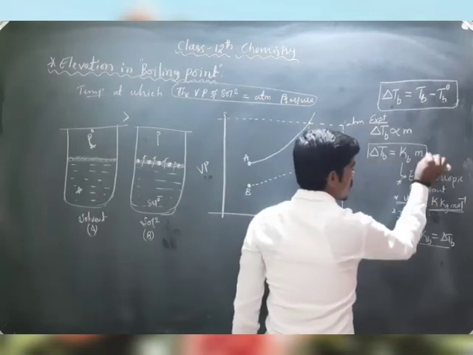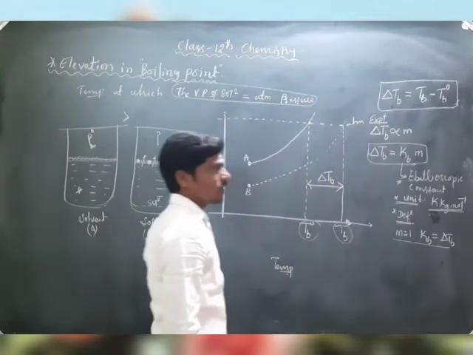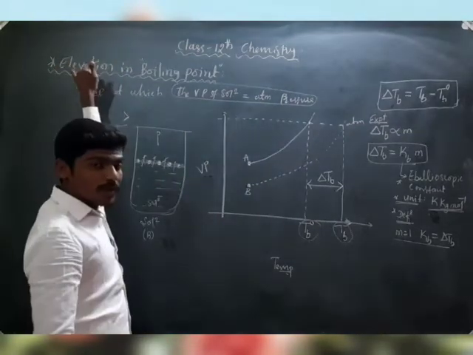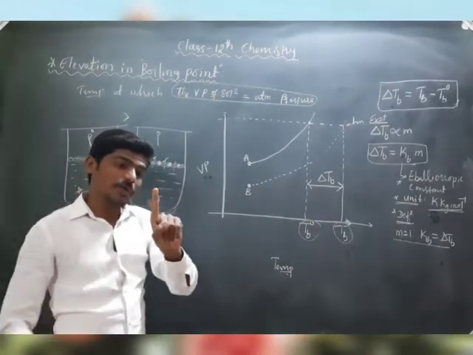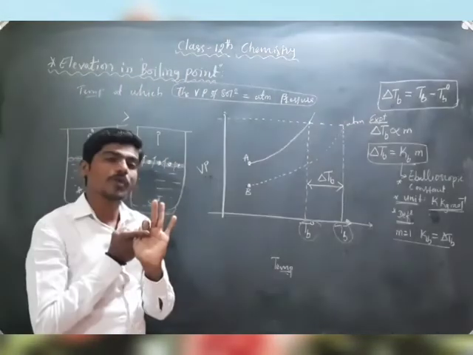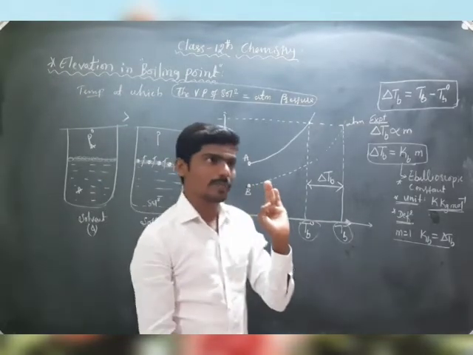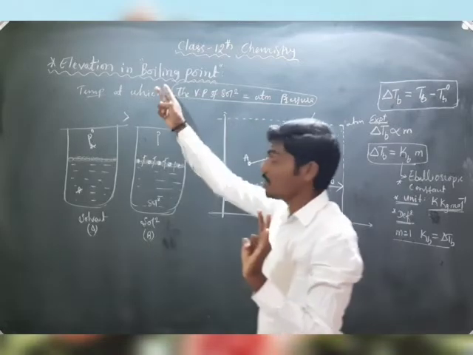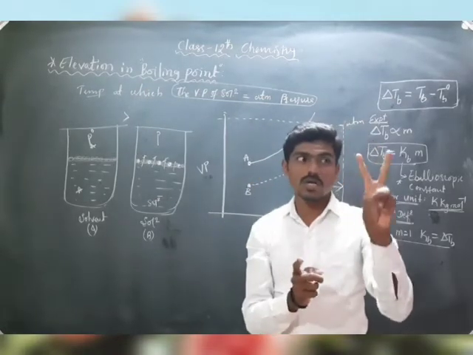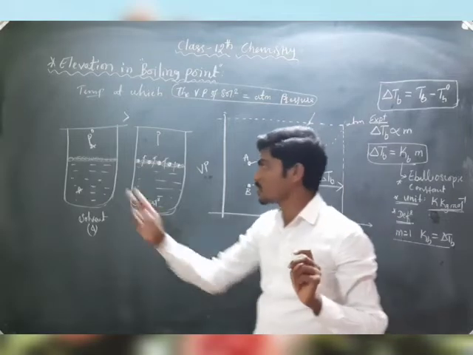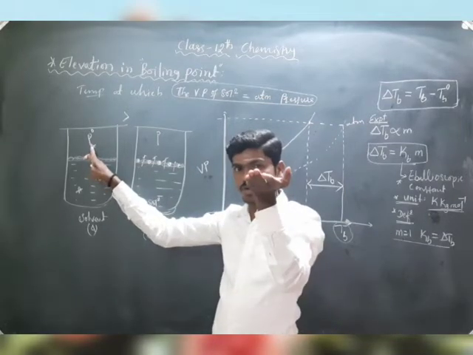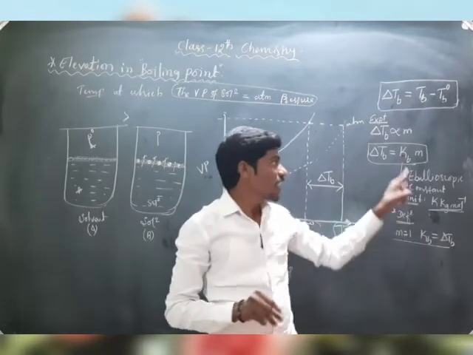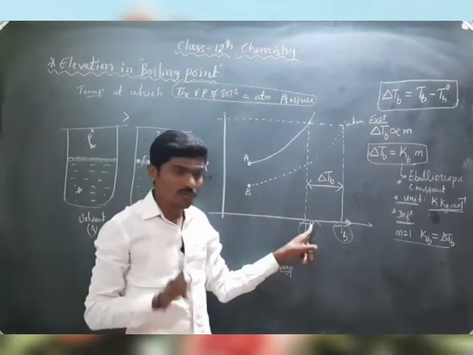So this is the concept, elevation in boiling point. Is it clear? This is the second colligative property, elevation in boiling point. The first point, you know the definition of boiling point: the temperature at which the vapor pressure becomes equal to atmospheric pressure is called the boiling point. Elevation is nothing but a difference between a solvent and a solution. For the solvent, vapor pressure is more, so very little temperature is required to reach atmospheric pressure, hence the boiling temperature of the solvent will be less.